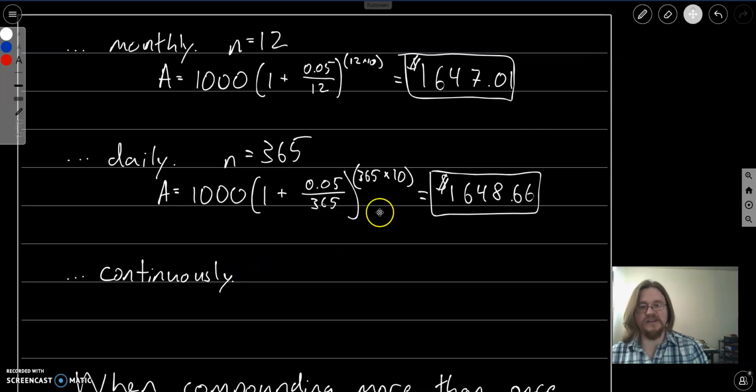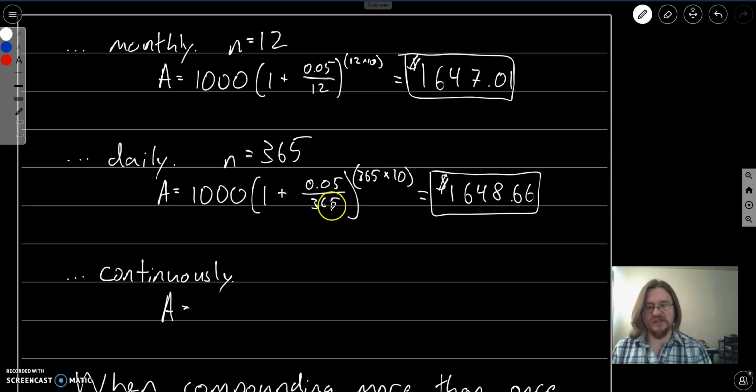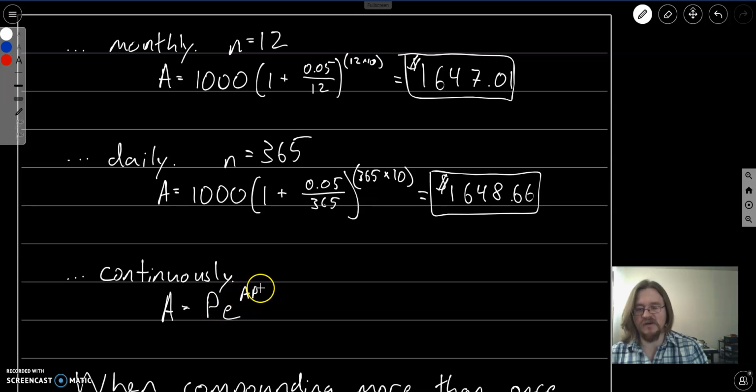And then finally, continuously. And continuously had its own formula for this, because we can't say we're doing this infinitely many times during the course of a year. Infinity isn't a number. I have nothing to plug in there. So our formula is P times e to the APR times Y. So again, P, our principal, is going to be 1,000. e is just some number that our calculator notes. Our APR is going to be 0.05. And the number of years that we're investing is 10.